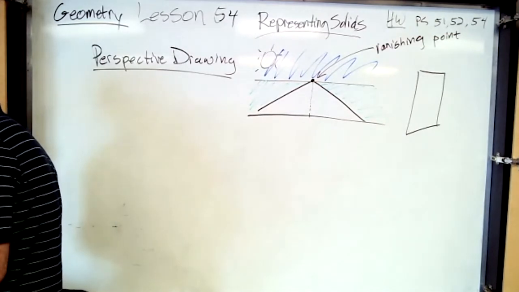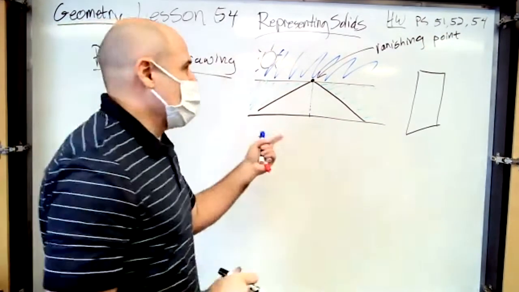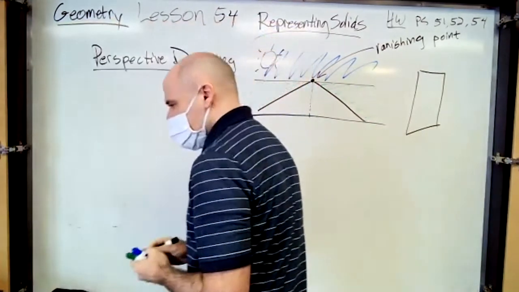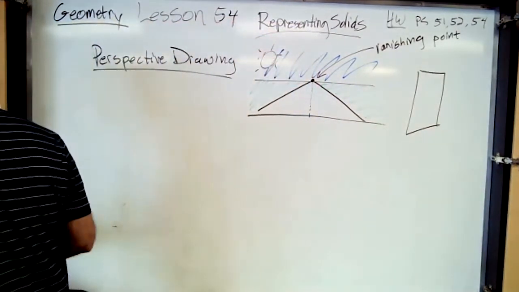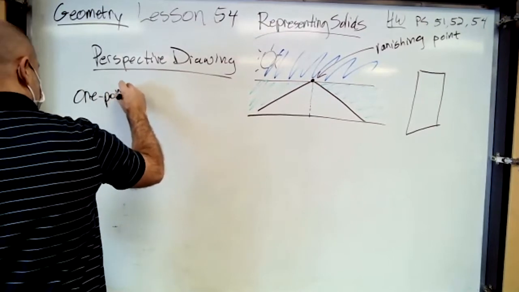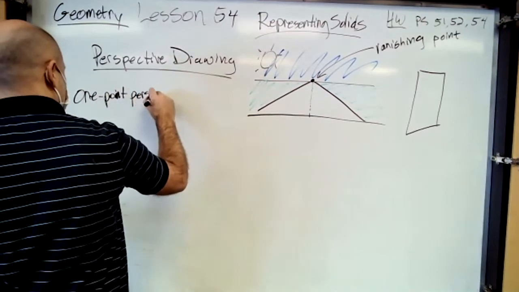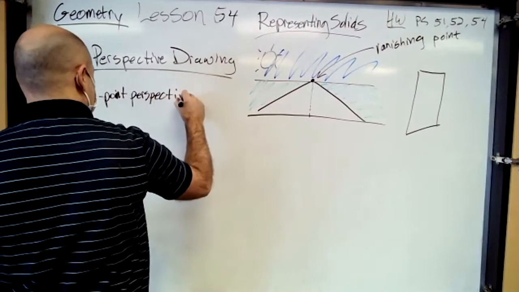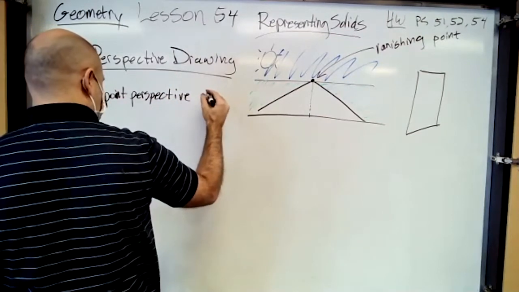All right, so if you have one vanishing point, this is called a one-point perspective. So one-point perspective is one vanishing point.